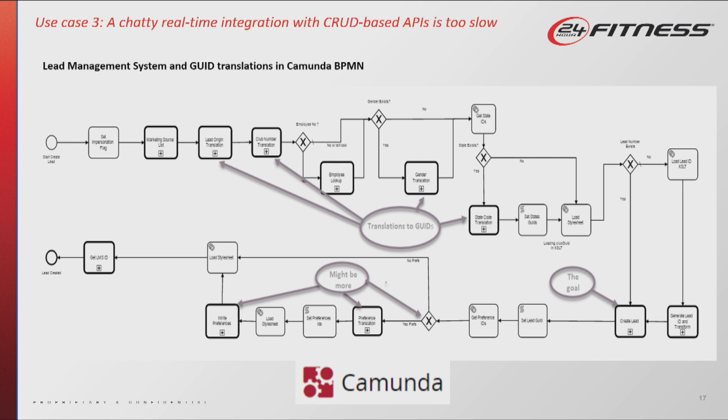So you can see we translate the lead origin, the club number. We didn't have a gender, but if we did, we'd be translating that to a GUID. The other thing is, there could be more. We could have had preferences. We'd have to do some translations and call the APIs here. And the other point is, if you were to purchase a membership online for yourself, that's one lead we're creating. But you could purchase a membership for yourself, your spouse, and your 3 kids, in which case we would be creating 5 leads looping through the same flow. So the problem of the slowness and the chattiness of their APIs exacerbates in certain flows and depending on certain use cases.